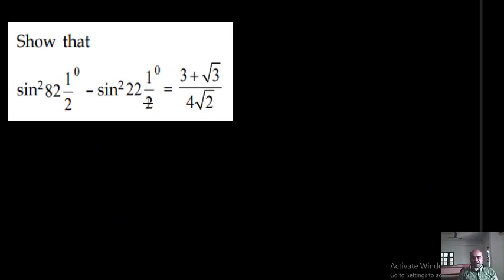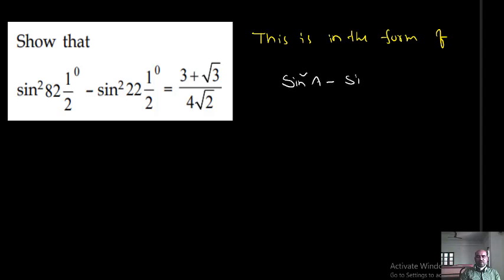Hello students, this is an example problem based on our previous concept. Sin square 82.5 degree minus sin square 22.5 degree equals 3 plus root 3 by 4 root 2. This is in the form of sin square a minus sin square b.